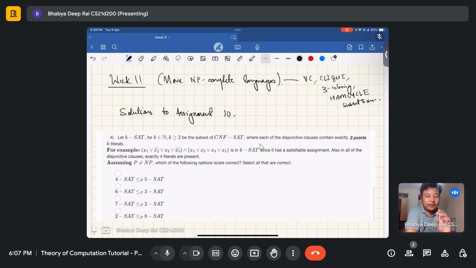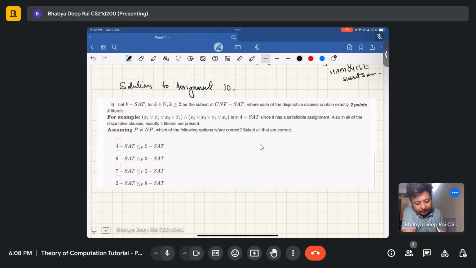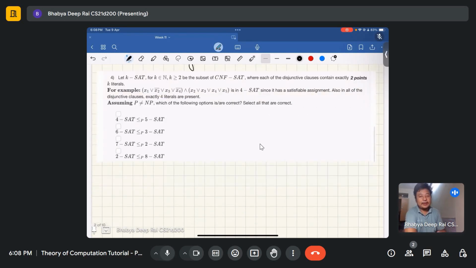So before we move further, I want to discuss the solution to the previous assignment, that is assignment 10. Here we'll be discussing 3 or 4 questions from the previous assignment, which were on the tougher side. So let's start. Here's question 4 of assignment 10.